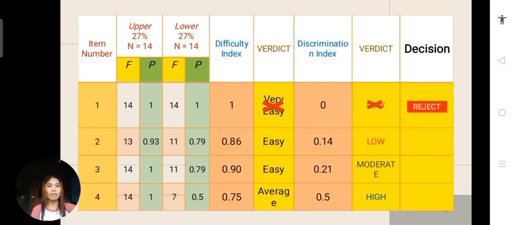In item 2, we have a difficulty index of 0.86 and it is easy. In the discrimination index, we have a value of 0.14. Since it is easy and low, this item would also be rejected. In item 3, we have a difficulty index value of 0.90 and a verdict of easy. In the discrimination index, we have a value of 0.29, which is moderate. Therefore, this item should only be revised. In item 4, we have a difficulty index value of 0.75 and a verdict of average. In the discrimination index, we have a value of 0.5 and a verdict of high. Therefore, this item would be retained.